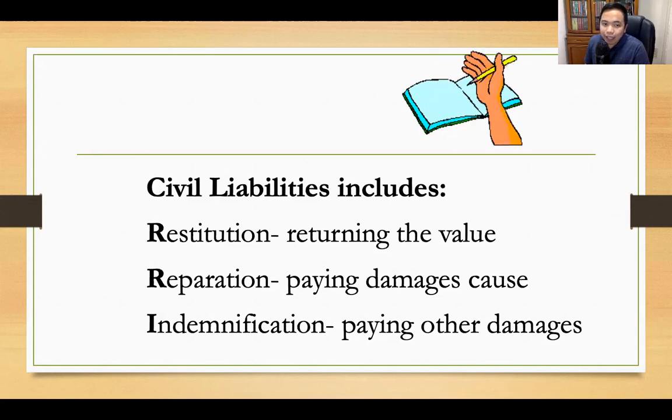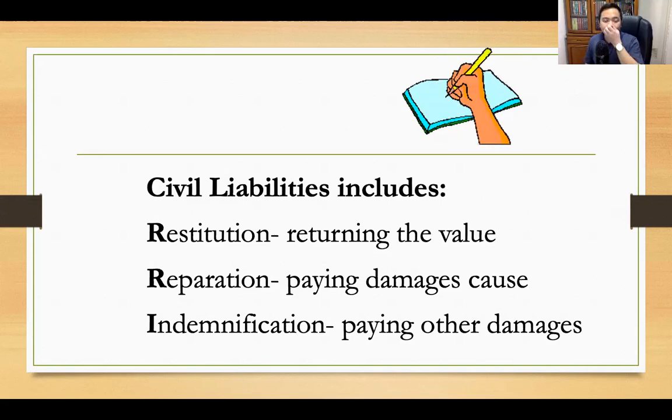When you say civil liabilities, it can be in the form of restitution, meaning to say you have to return the property stolen, or in case the property is no longer available or is considered lost, then you will just have to pay or return the value of the property. That is what you call restitution.